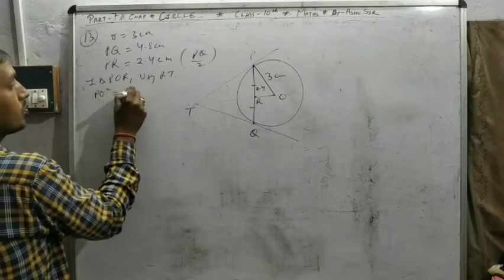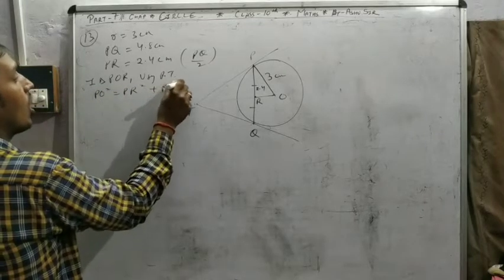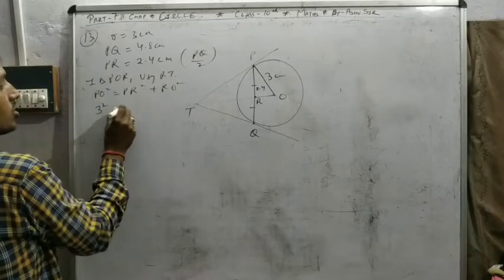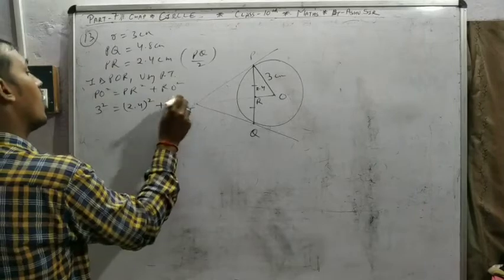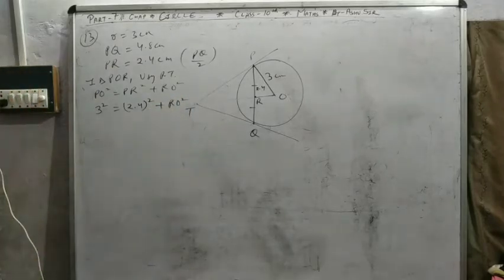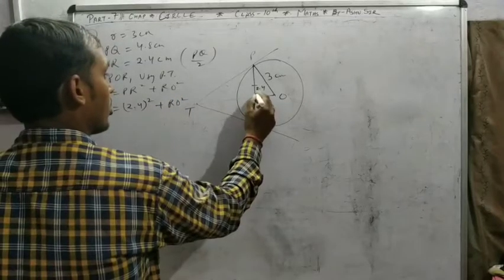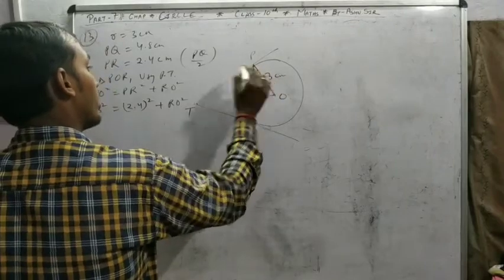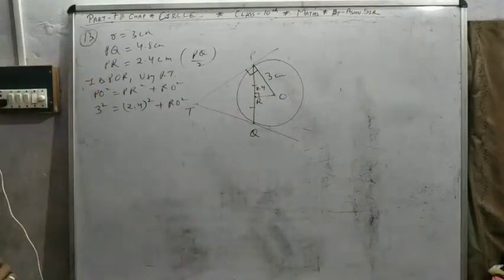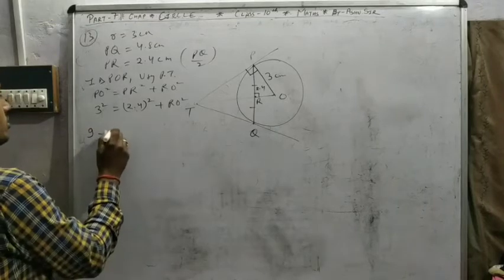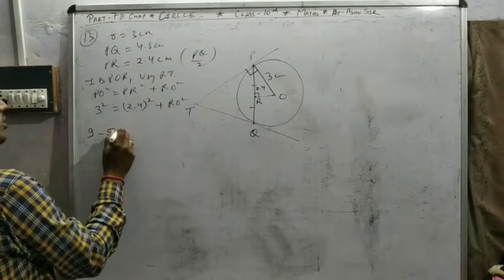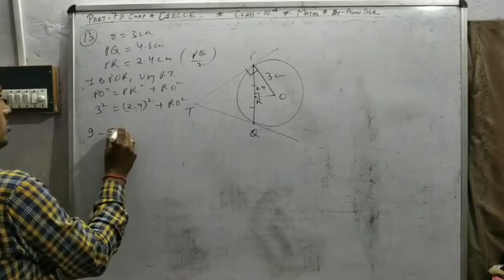using Pythagoras theorem. PO square is equal to PR square plus RO square. That is 3 square equals 2.4 square plus RO square. So we get the value of RO. This is 90, this is also 90, a right triangle. 9 minus 2.4 square is 5.76.